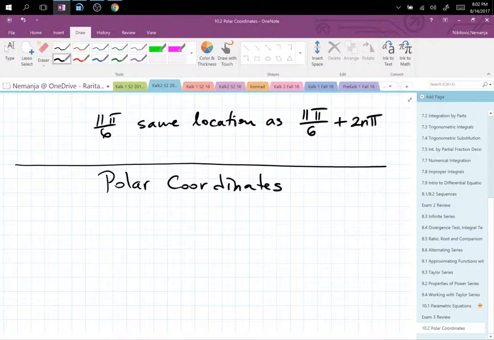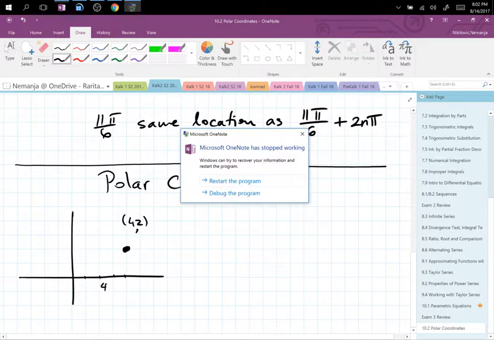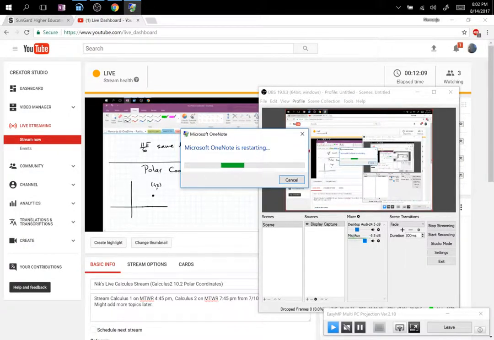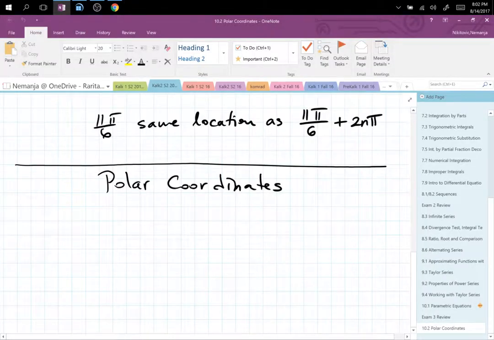So what you know so far is that if you have a point, let's say 4, 2, you will count 1, 2, 3, 4, and then 1, 2. So you will count 4, then you will count 2, and you will be able to get to the location where the point is.